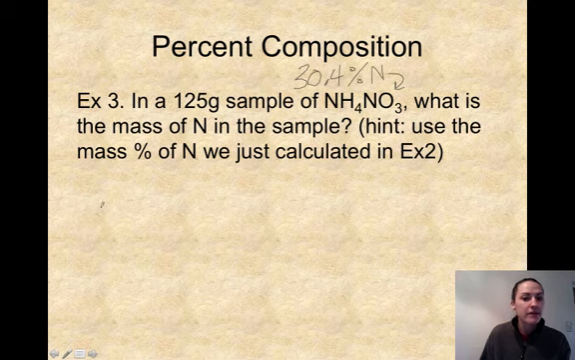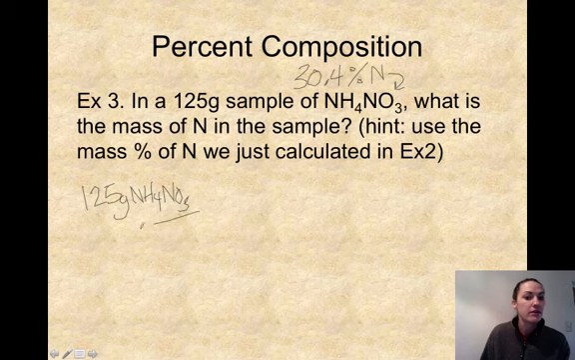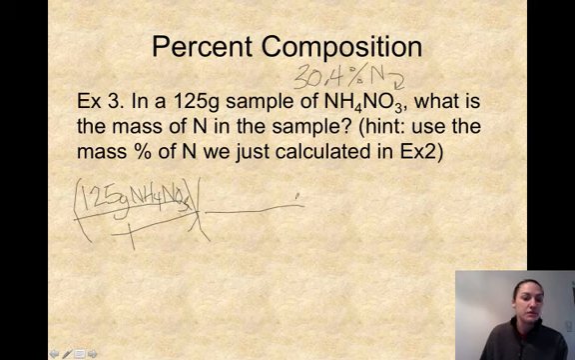All right, so let's start out by writing our given over 1. Our given is 125 grams, and that's our sample, NH4NO3. Put that over 1. Sorry, it's a little messy. Okay, the next thing that we want to do is figure out how we use that to help us figure out just the mass of the nitrogen. Well, if you think about a percentage, it's out of 100. So for every 100 grams of this, there's going to be 30.4 grams of nitrogen.